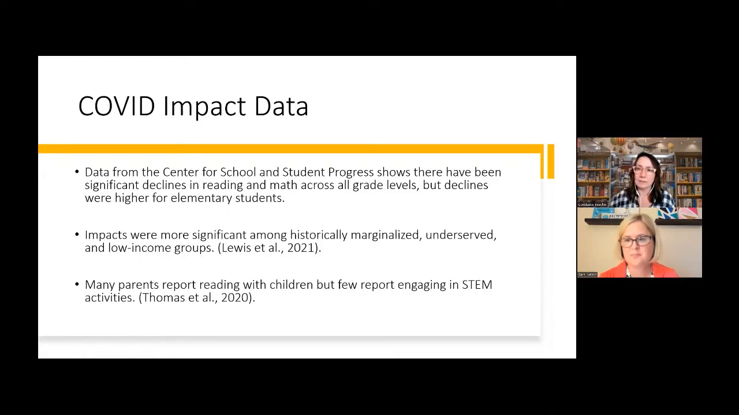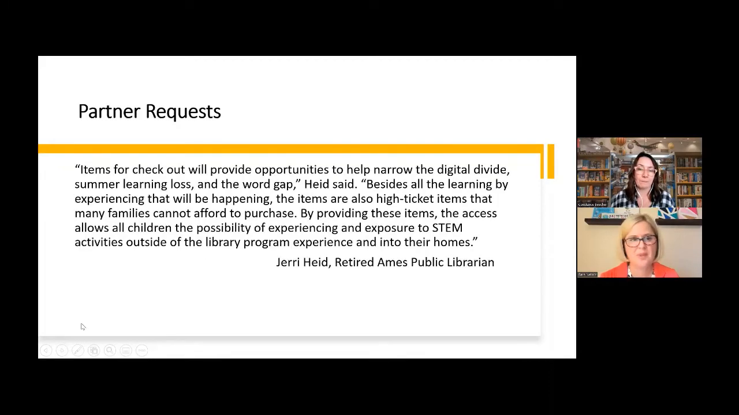We know recently, for example, we've seen declines in reading and math across all students, but particularly in elementary. And we really want to make sure that parents understand not only reading with kids, but also engaging in STEM-related activities is important. We also had a lot of partners with requests, and Jerry Hyde in particular at the Ames Public Library was a wonderful collaborator, and we were all working to really narrow that digital divide, mitigate any summer learning loss, and close the word gap.